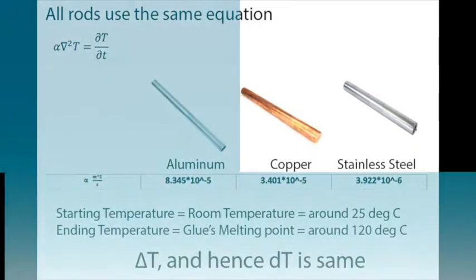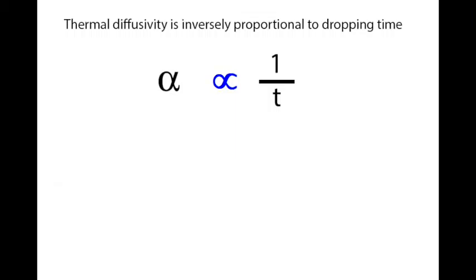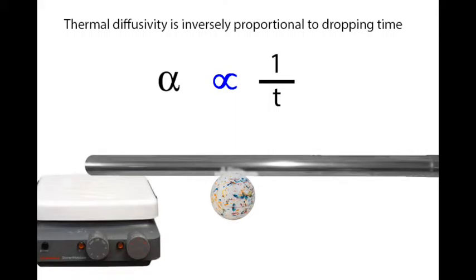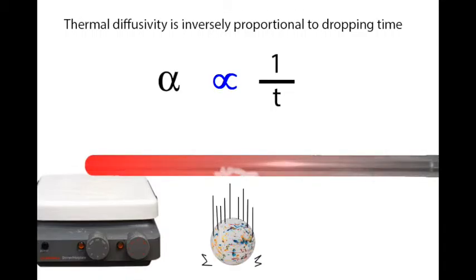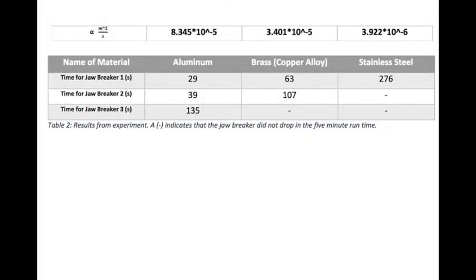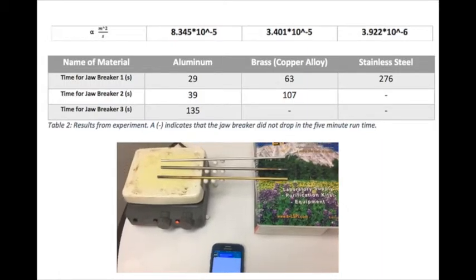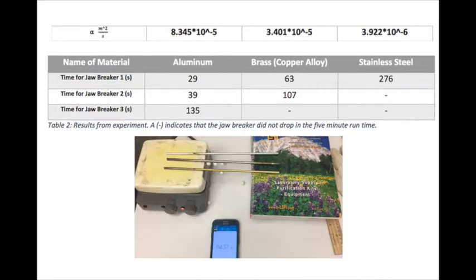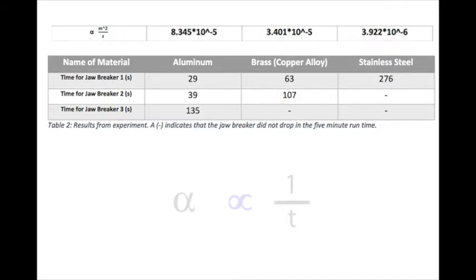Simplifying the differential equation of heat transfer, we can see that thermal diffusivity is inversely proportional to the time it takes for a particular location on the rod to undergo the temperature change needed for the jawbreaker to fall. This explains the outcome of our experiment. Looking at just the first jawbreaker, the aluminum rod reached the glue's melting temperature first, then copper, then stainless steel. This is inversely proportional to each rod's thermal diffusivity.